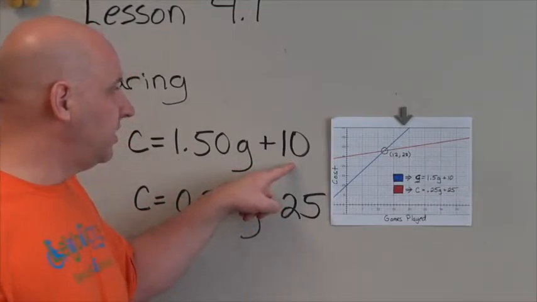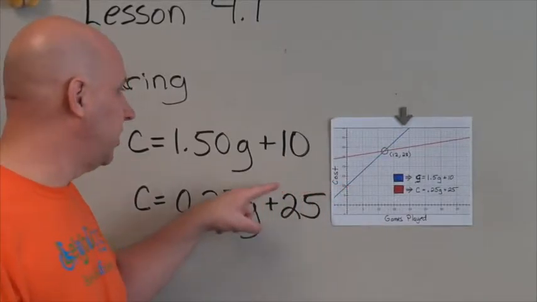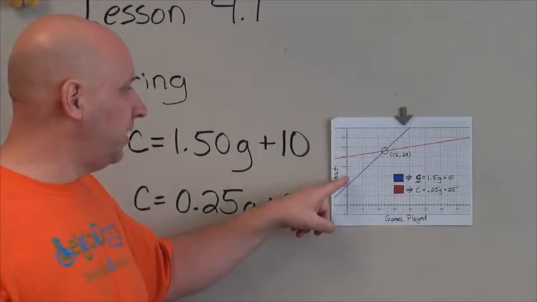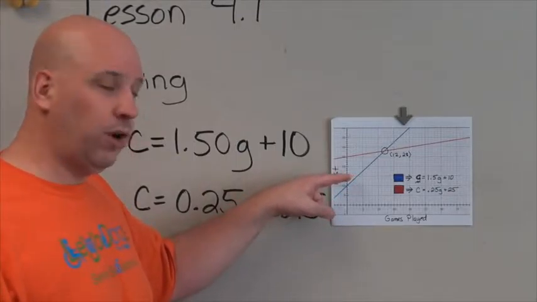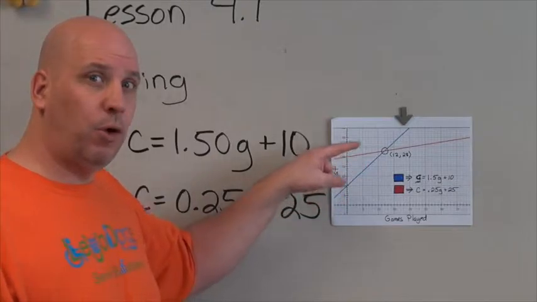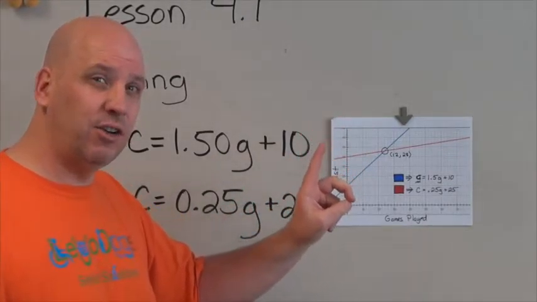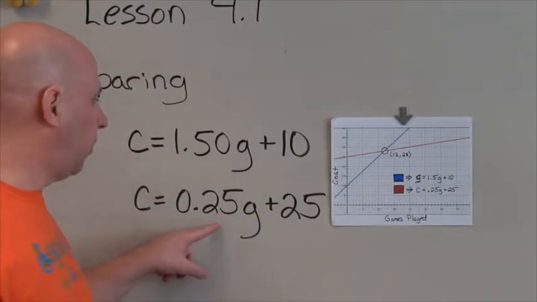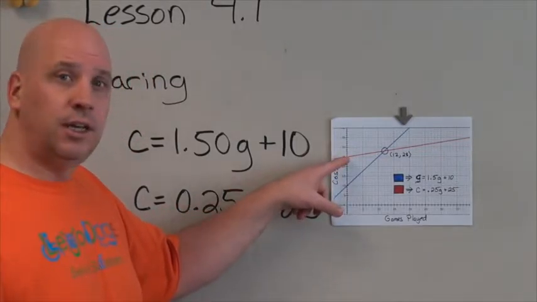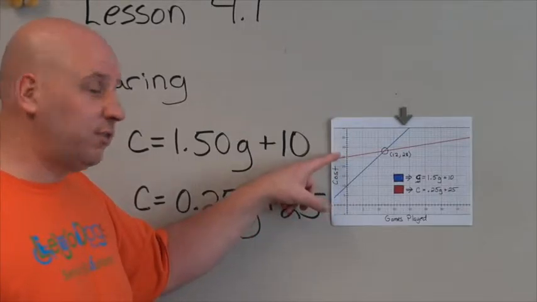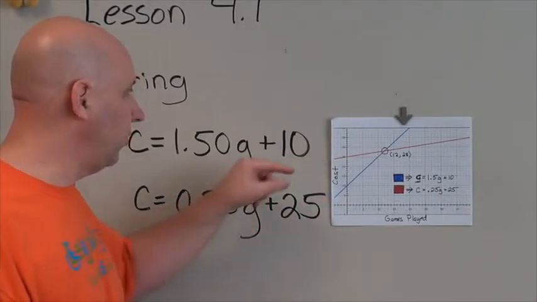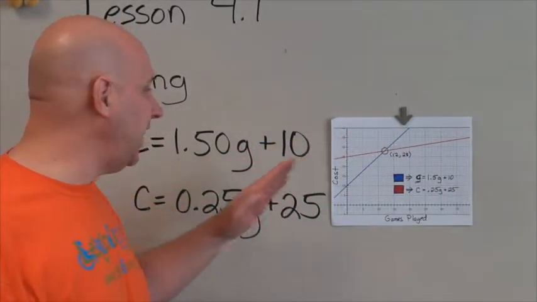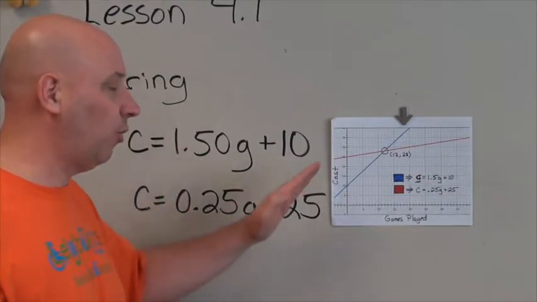What that means is that your graph starts at $10, then goes up at a rate of $1.50 a game, which means it goes up $1.50 and goes over for each game played. Up, over, up, over, up, over. That's the way we define our slope, and I'll talk about that more in a minute. Here, 25 cents a game, but the initial value is 25, so where it crosses the axis is 25, but here it only goes up 0.25 and over 1, up 0.25 and over 1, so it's not as steep as this one because this one has a higher rate.